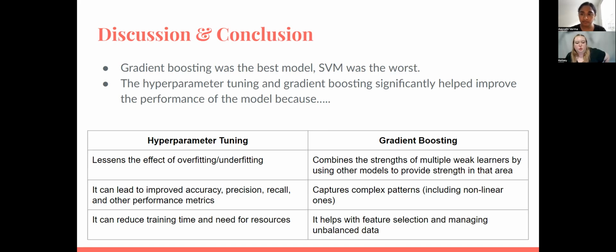And we could definitely use more hyperparameter tuning and boosting as well. But the gradient boosting did perform the best, and we did find the ideal models through a grid search, which I will show in a second.